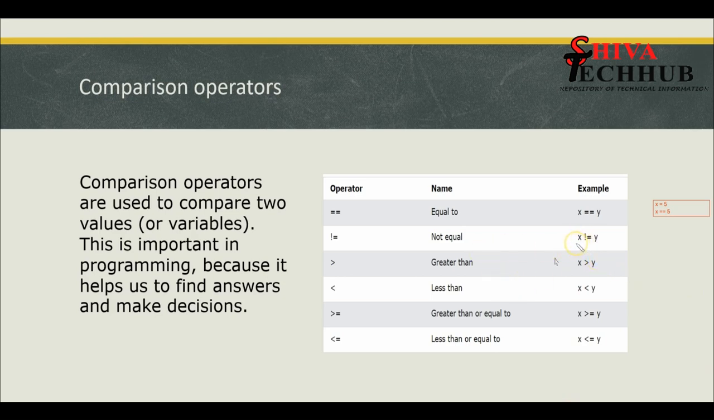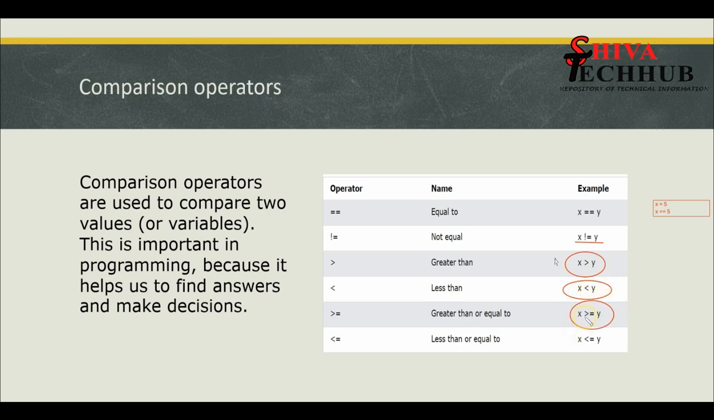This is exactly the opposite. Here you are comparing if both are equal, and here you are comparing if they are not equal. If x is not equal to y, then you are going to perform some operation. In that way you will be comparing and doing some operations. The next type of operator is greater than: you check if x is greater than y. Similarly, less than: you check if x is less than y.